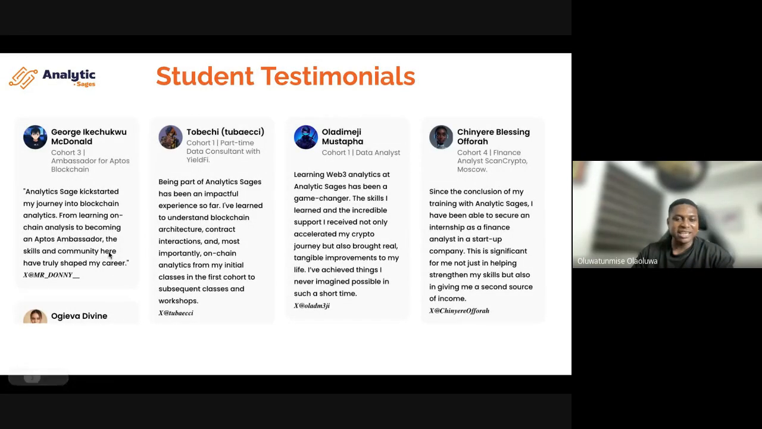This skill and community here have truly shaped my career. Now, George is doing so great in the Aptos ecosystem right now. And here we have Tobechi. Tobechi joined us when we never had a testimonial. So Tobechi joined us in our cohort 1. Currently, Tobechi is a part-time data consultant with YieldFi. And look at what Tobechi has to say.